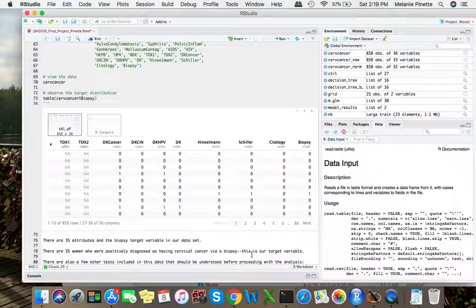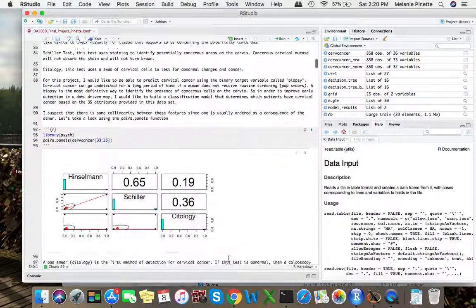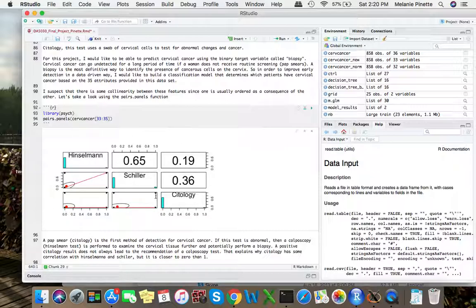Okay, I do suspect that there is some collinearity between the Hinselmann, Schiller, and cytology tests, which are all tests for cervical cancer. And since these tend to be performed together, at least one after another, let's take a look at them with the pairs.panel function, which I've already run here. So it looks like Schiller and Hinselmann tests are in fact collinear with a correlation of 0.65. That means that positive results from these tests tend to occur together.